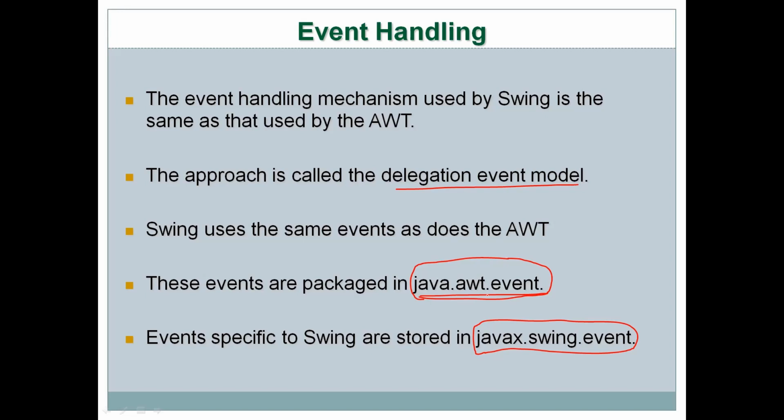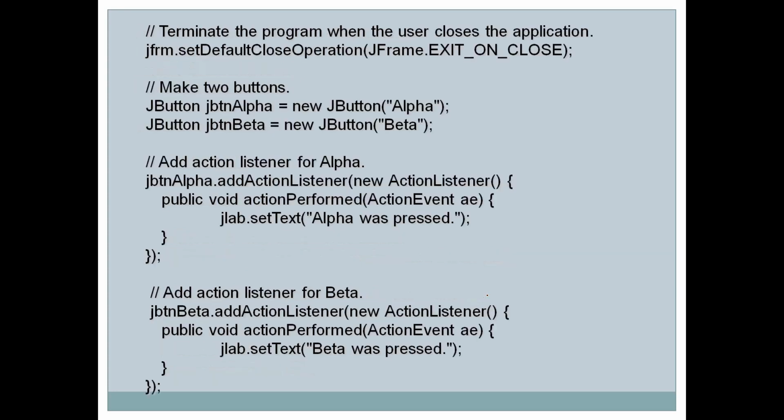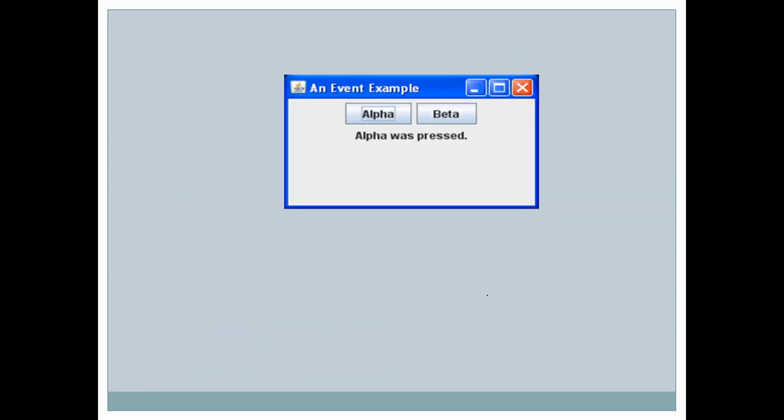Now let us go through an example program to understand how events are handled. This is what we are going to create. We will be creating an application with two buttons. You can see here there are two buttons and there is a label, and this container is an application, not an applet. So this container is a JFrame. We have to create a JFrame, which we have seen in the last session.